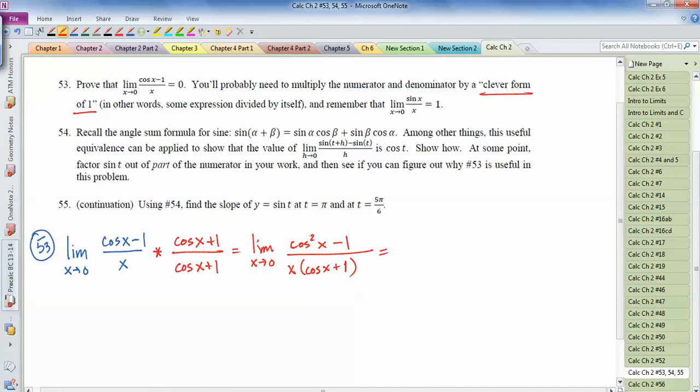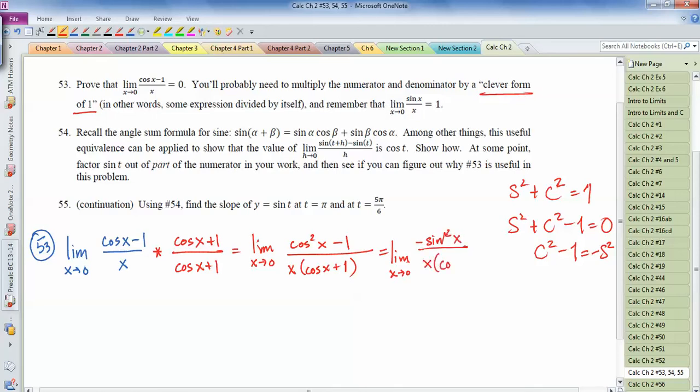All right. Well, cos squared minus 1, you should remember sine squared plus cos squared equals 1. So if I brought the 1 over, I get sine squared plus cos squared minus 1 equals 0. So cos squared minus 1 is negative sine squared. So this thing on top can turn into negative sine squared x over x(cos x plus 1).